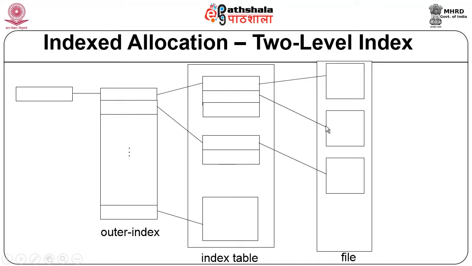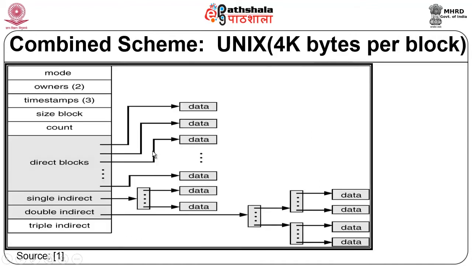So, you will have 512 into 512 into 512, 512 cube, which can be the size of the file that is being referred to by this kind of indexed allocation. You can also have a combined scheme where you have direct blocks as well as indirect blocks, which is being used in Unix. So, this is the inode of Unix.